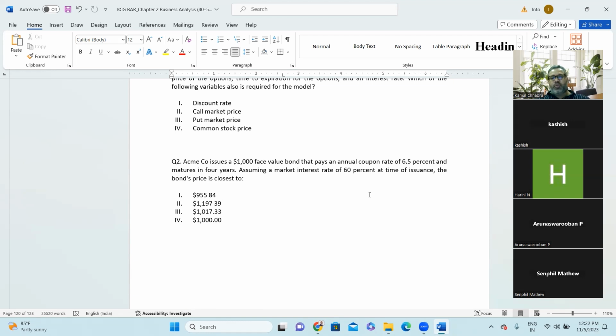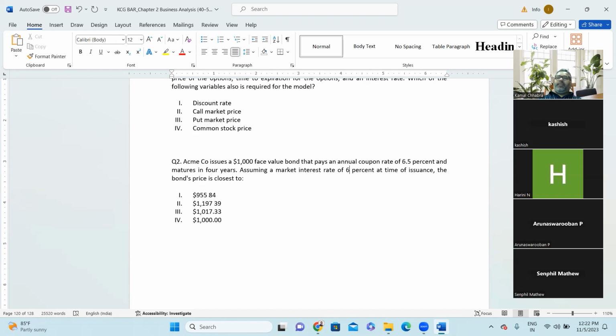So the first and fourth options are incorrect, right? Sir, how do we get that 6%? Like this 60%? This is 6%. Right? So as you are paying more interest, you will be issuing at a premium. But now you need to calculate what premium.